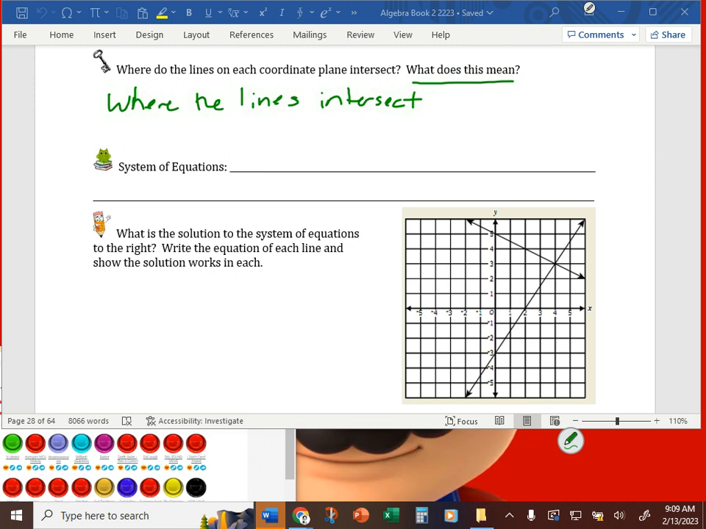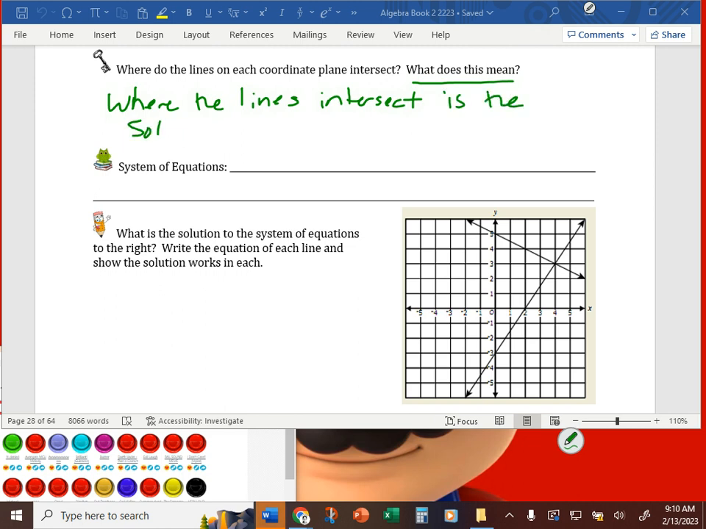Because then it's perpendicular. Nope. Yes, that point is our solution. We care where the lines intersect because that point means where the solution is for both equations. It's the solution to the system.